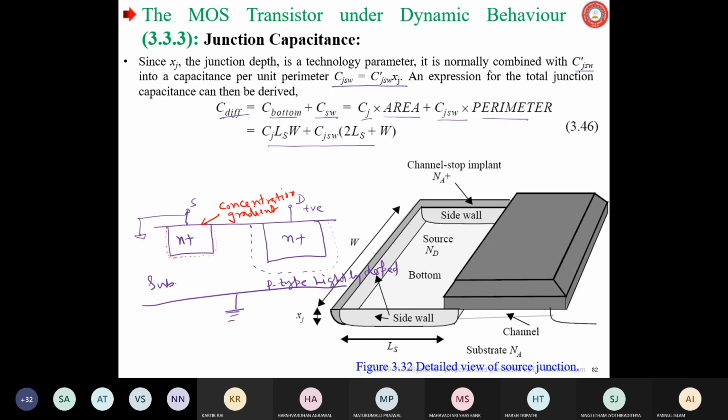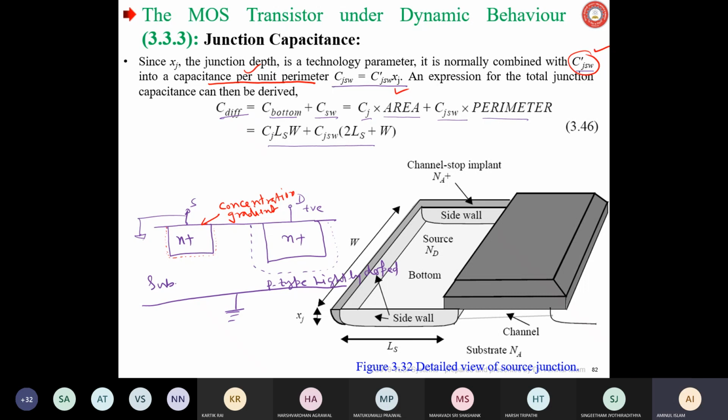CJSW prime is capacitance per unit perimeter. Since Xj, the junction depth, is a technology parameter, it is nominally combined with CJSW prime into a capacitance per unit perimeter. So CJSW equals CJSW prime into Xj, per unit perimeter.